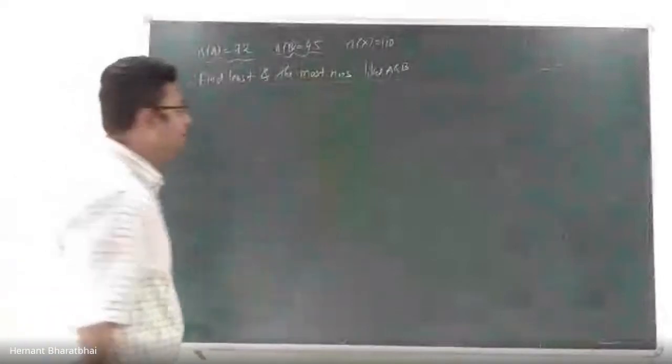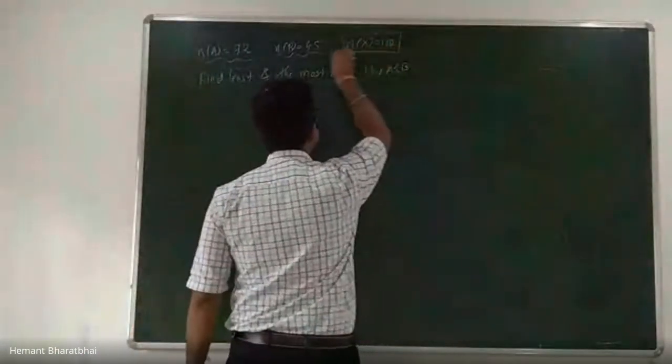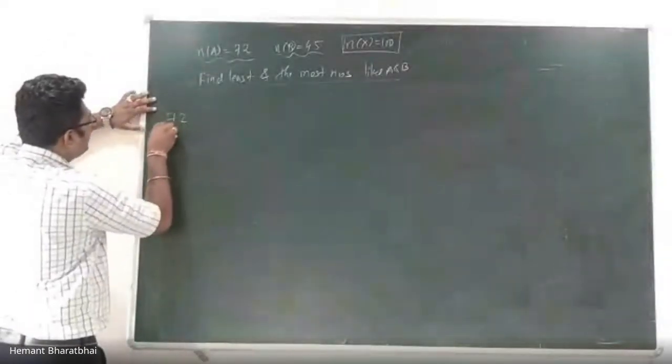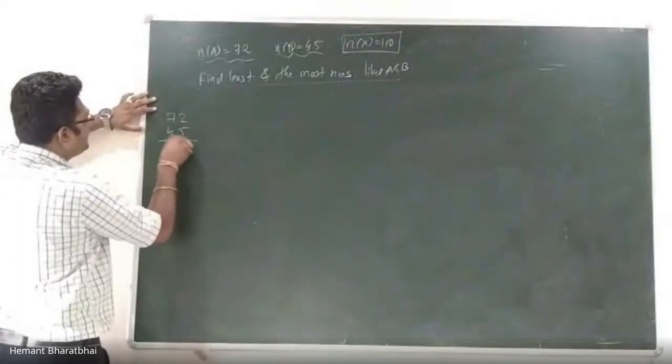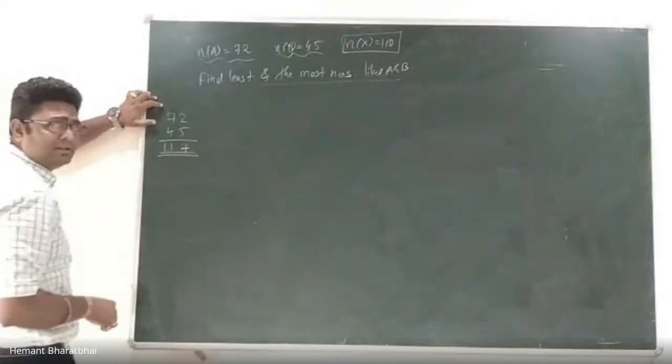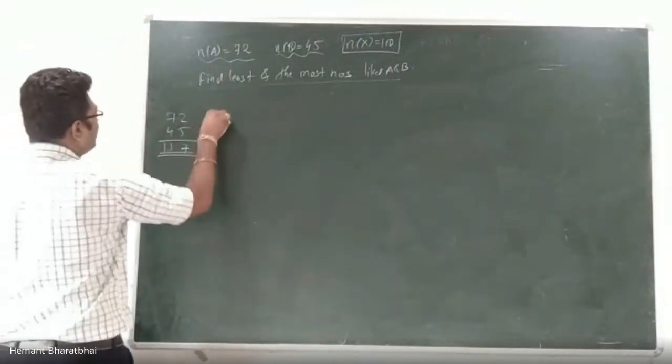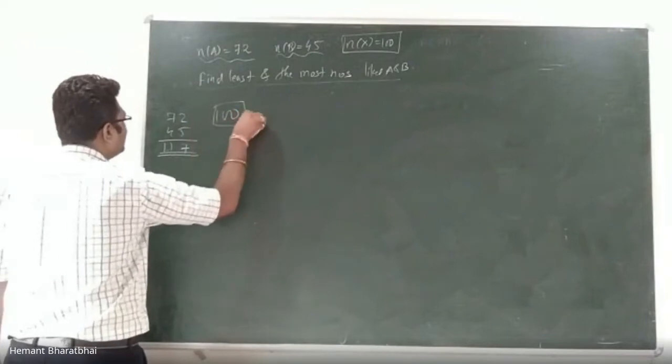So what is it saying? Find out the least and the most number of people who must have liked A and B. I hope you have understood. See, there are 72 people who like product A, there are 45 who like B, but only 100 were surveyed. If I add both, 72 and 45, how much will I get? 117. But how many people have I surveyed? I have surveyed only 100 people.